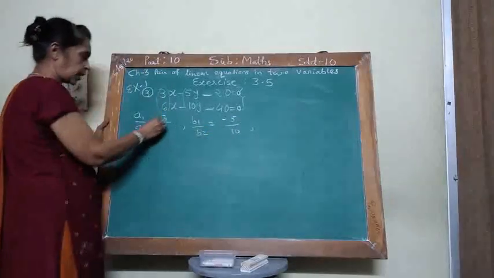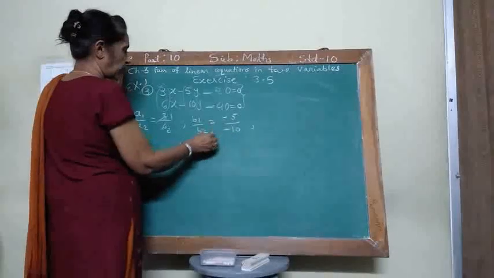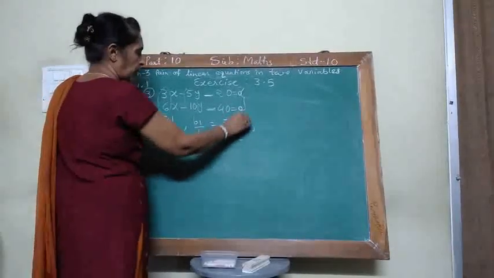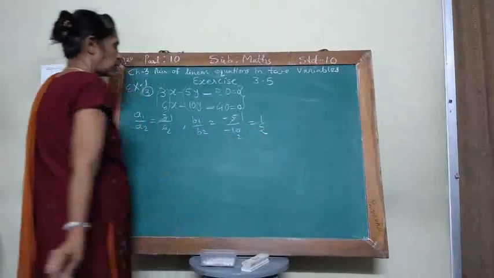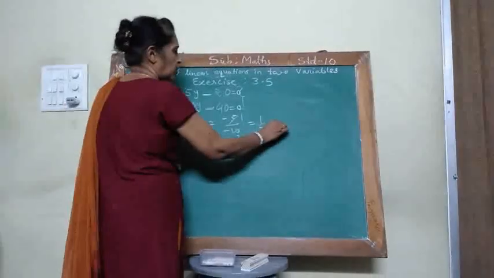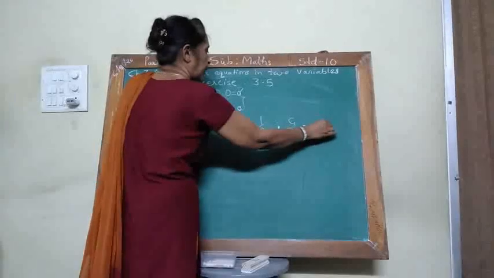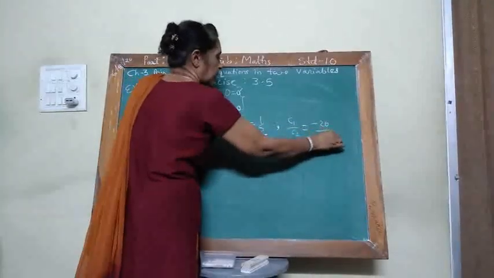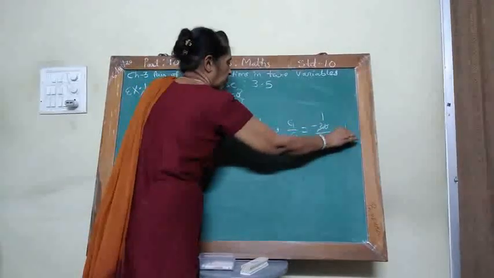Here A1 upon A2 is 3 upon 6, B1 upon B2 is minus 5 upon minus 10. Then I see 3 to the 6, 1 upon 2. Here minus 5 upon minus 10, so 5 to the 10, 1 upon 2. Minus minus plus. So both have the same value. Now I check the third ratio, C1 upon C2. It is minus 20 upon minus 40. So 20 to the 40, and I get the ratio 1 upon 2.